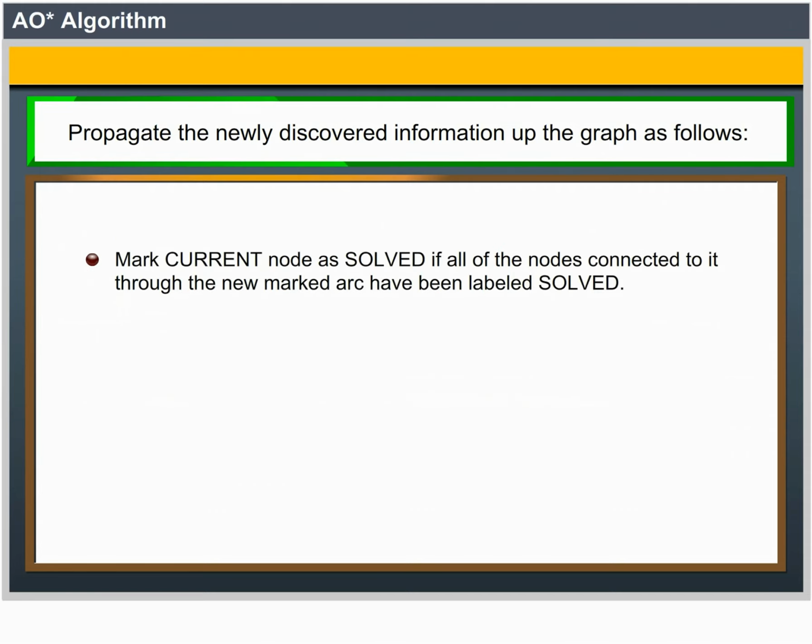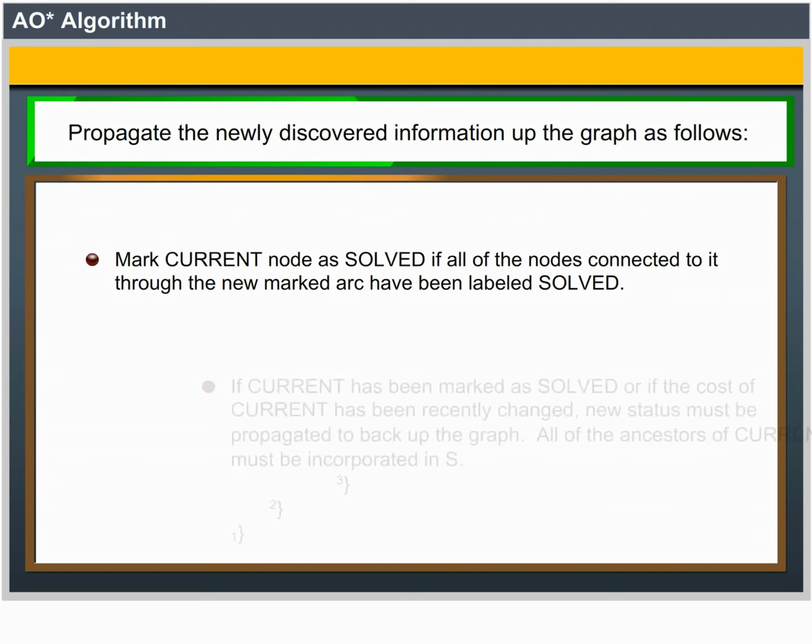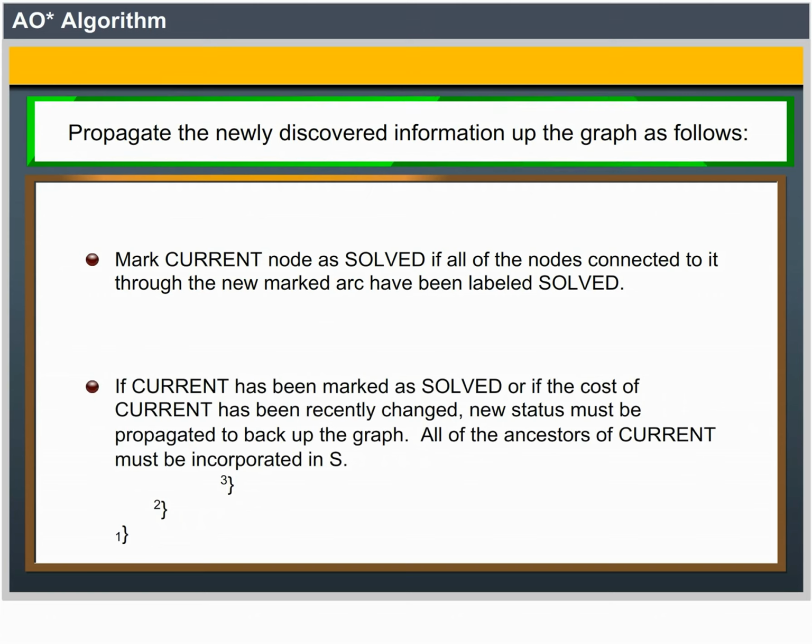Mark the current node as solved if all the nodes connected to it through the newly marked arc have been labeled solved. If current has been marked as solved, or if the cost of current has recently changed, the new status must be propagated back up the graph. All of the ancestors of current must be incorporated in S.